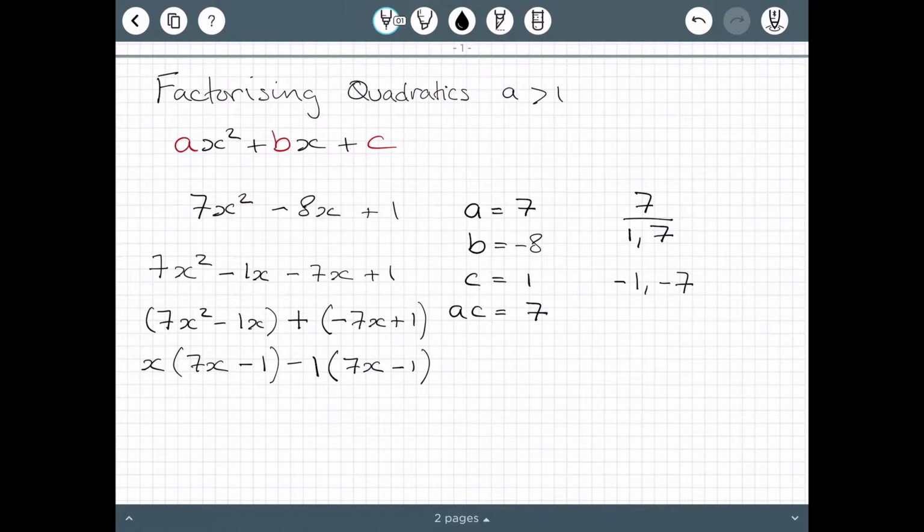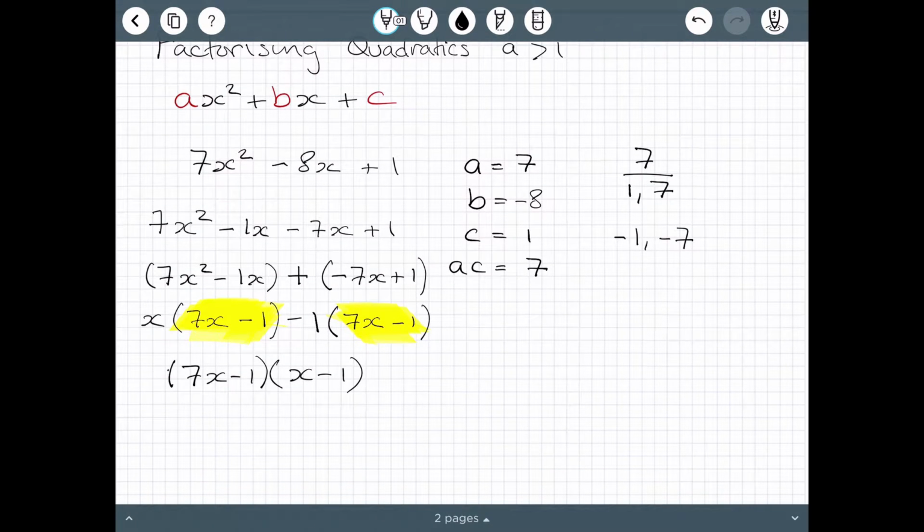So let's do our quick check. Did we get both parentheses, this set of parentheses here, and this set of parentheses here? Are they both the same? Yes, they are. It means we have factorized correctly. So let's write down our answer. Make sure I pick the right pen. So we write down what's inside, 7x minus 1. And we write down here, x minus 1. Now it doesn't actually matter which way we write down these parentheses. I could write x minus 1 times 7x minus 1. These are both the same thing.